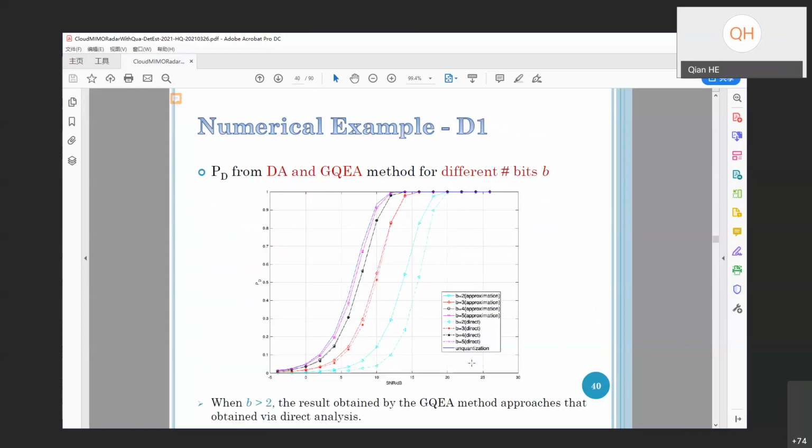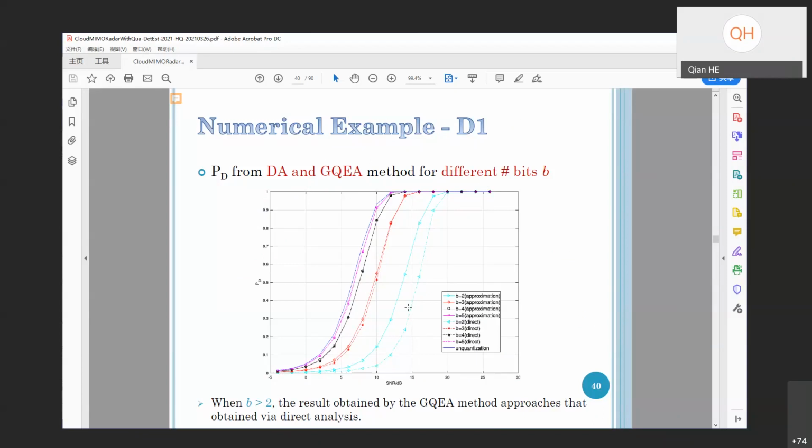So you see, this is what we observed. We're plotting the probability of detection, correct detection. You want to make it as big as possible, right? And this is plotted versus the signal to noise ratio. So you can see for each curve, as long as you increase the signal to noise ratio, the detection probability increases as expected. And we have a bunch of curves.